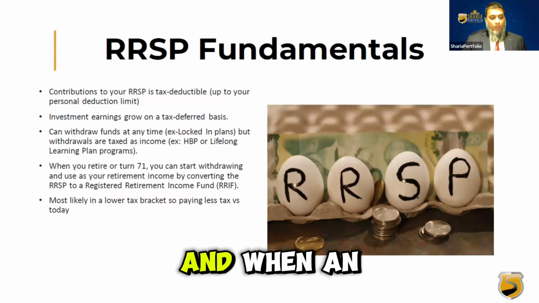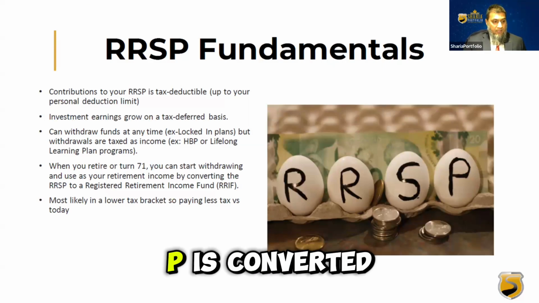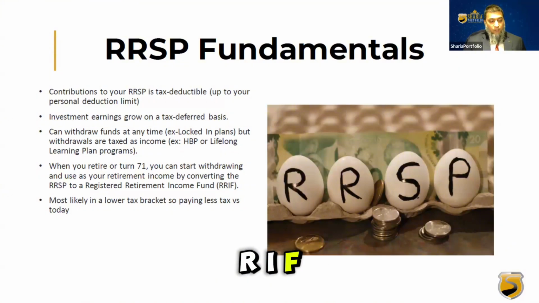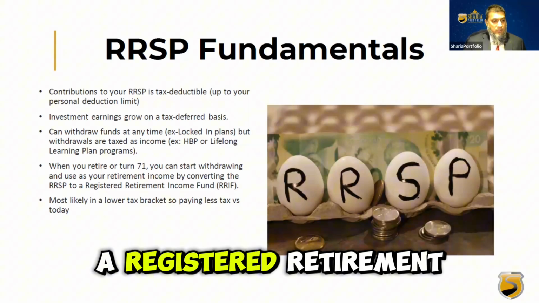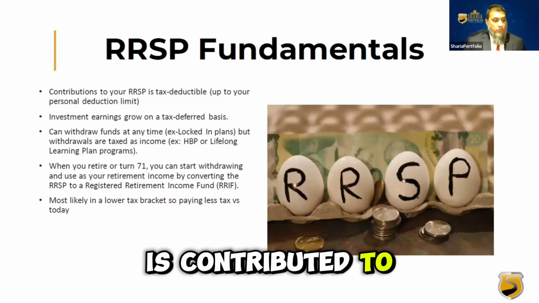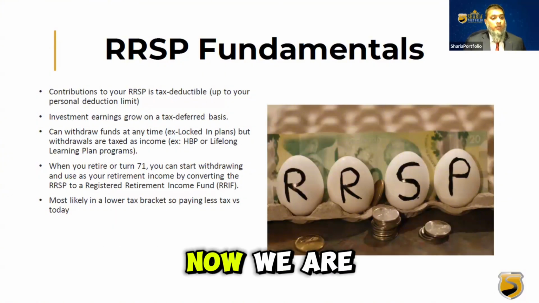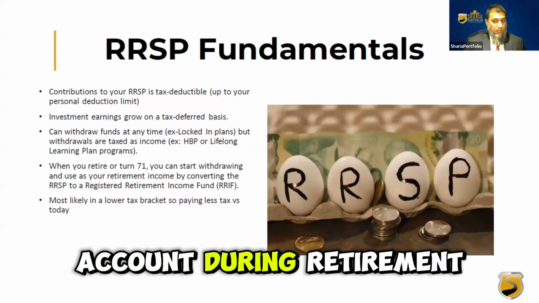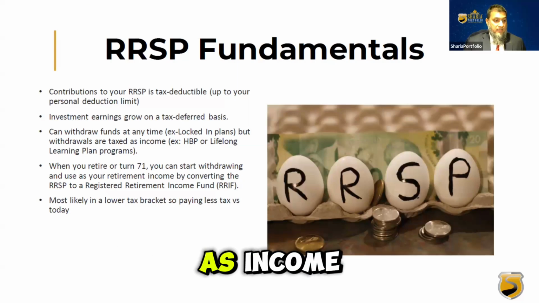And when an individual turns 71, the RRSP is converted to an RRIF, which is a registered retirement income fund. So the difference is that an RRSP, a registered retirement savings plan, is something that is contributed to. We make contributions to an RRSP so that the funds can grow, so that when they become an RRIF, the account becomes a registered retirement income fund. We're no longer contributing to the account. Now we are withdrawing from the account during retirement. And those withdrawals at that time will be treated as income.